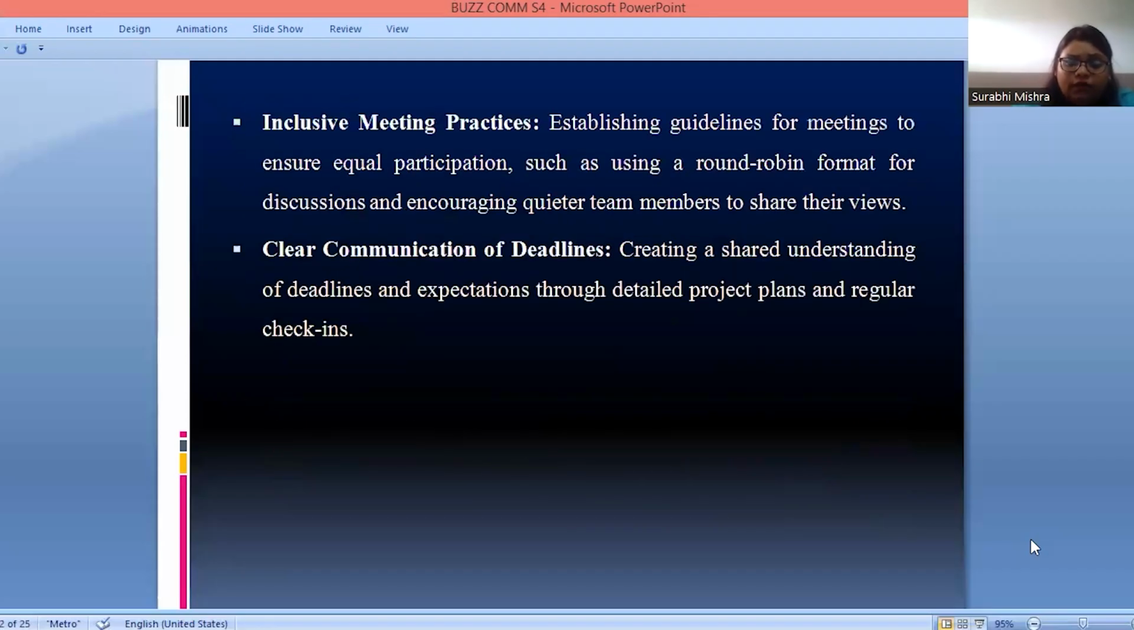So the other thing which was provided is inclusive meeting practices. In this, they were establishing guidelines for meetings to ensure equal participation, such as using round robin format for discussions and encouraging quieter team members to share their views. So what happened is to give equal opportunity to all their employees, to hear everyone's perspective in the meeting.